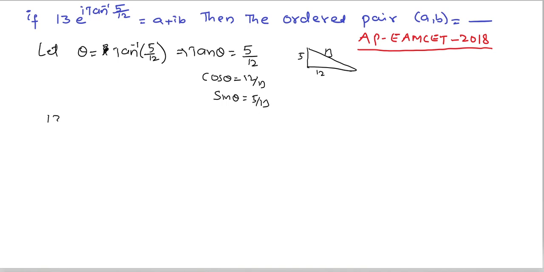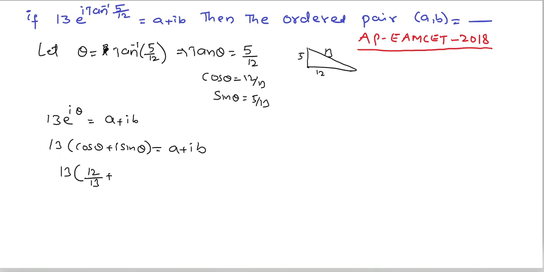So 13 e to the power of i theta is equal to a plus ib. So 13 into e power i theta value, that is cos theta plus i sin theta, is equal to a plus ib. So 13 into cos theta, that is 12 by 13, plus i into sin theta, that is 5 by 13, is equal to a plus ib. So 12 plus 5i is equal to a plus ib. Therefore the ordered pair a comma b is equal to 12 comma 5.